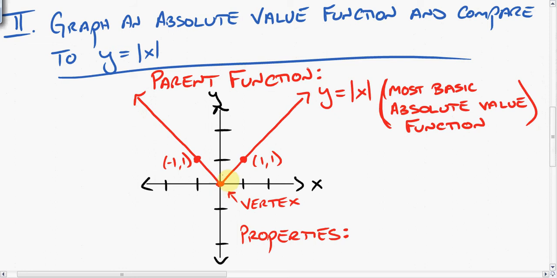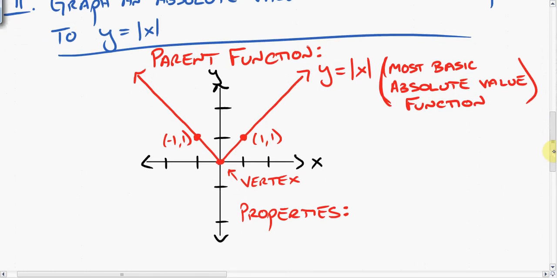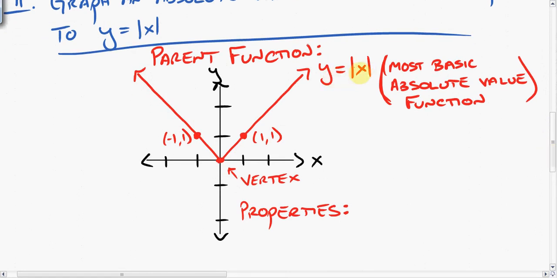So this parent function does have some properties, and we've alluded to some of them already. The first one is, where does the vertex lie? For y equals the absolute value of x, your vertex is always going to be on the origin. So your vertex lies on the origin.